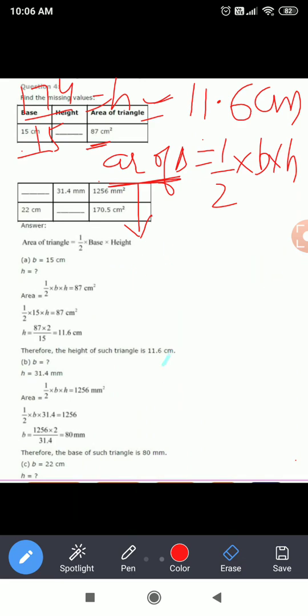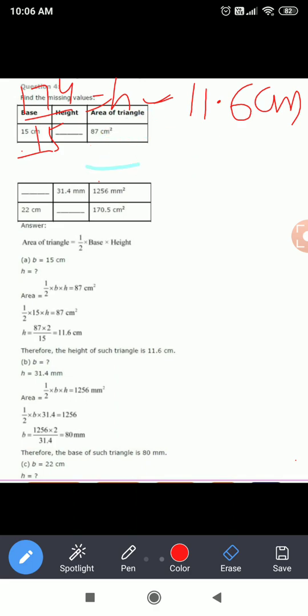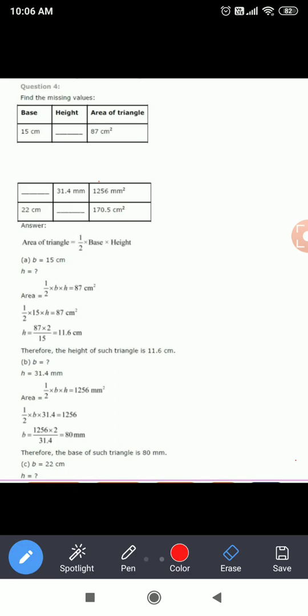Clear? In the next part, you have to find the base instead of height, and in the next part, you have to find the height like the first part. So these are all the same.